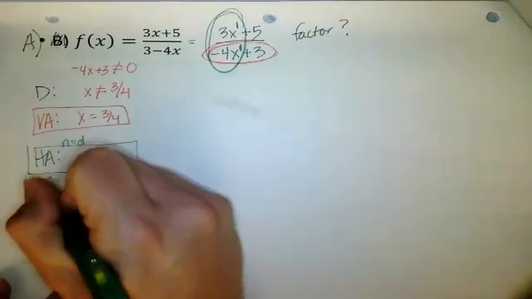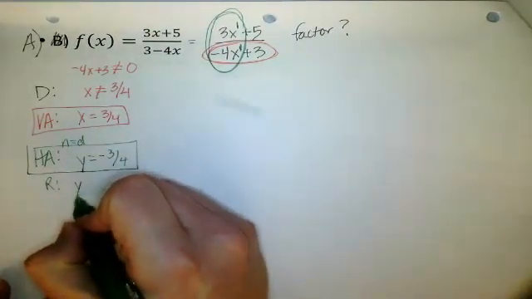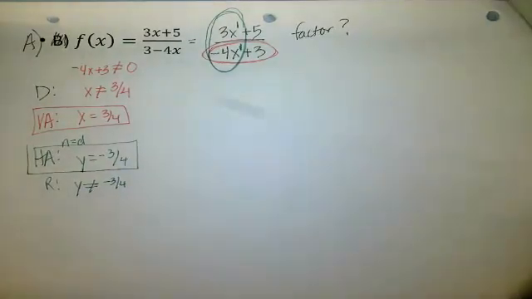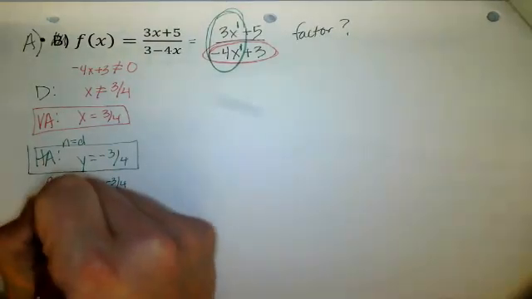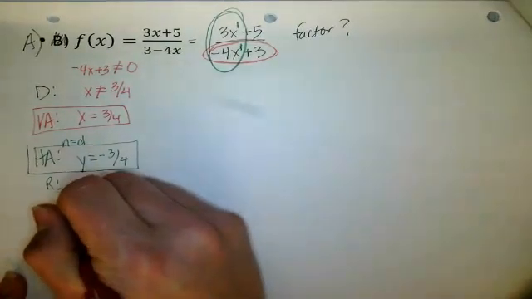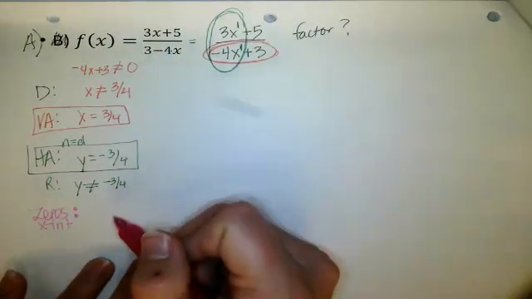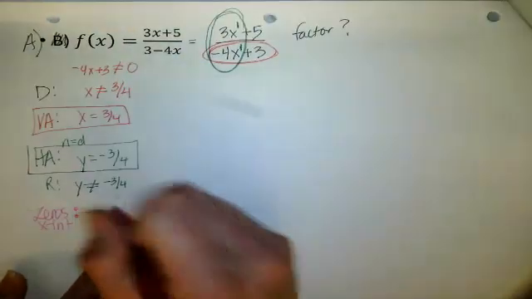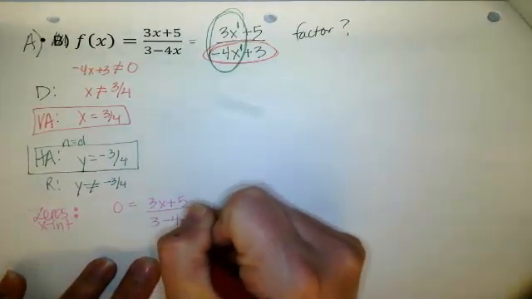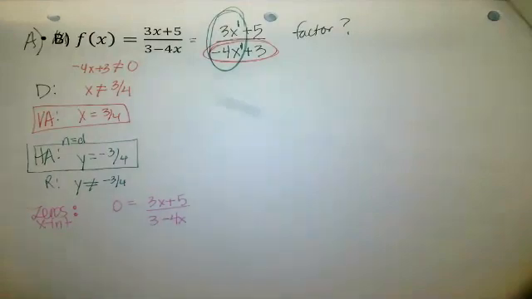For this particular one, we can say the range. What's the range? Yeah, y cannot equal negative 3/4. That's not always true, but for these rather simple ones, it is. And then next is zeros. So the zeros or x-intercepts, how do you find the zeros? Set the equation equal to 0. Set y equal to 0. So I'm going to go right here, and when I do that, I get 0 equals (3x plus 5) over (3 minus 4x). How do you solve for the x's?